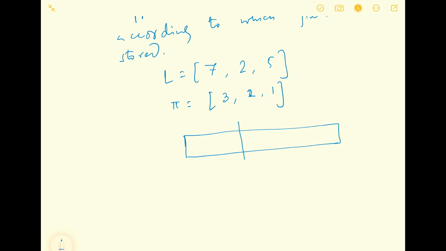which takes 5 units of length. Then the second file is stored, so it is stored from 5th location to 7th location, and then the first file is stored, which takes 7 units of space, so this is 14. Now to access the first file, so this is called, say, file 1, file 2, file 3.